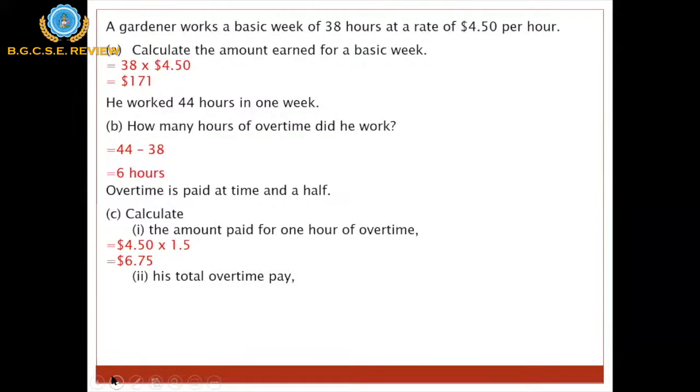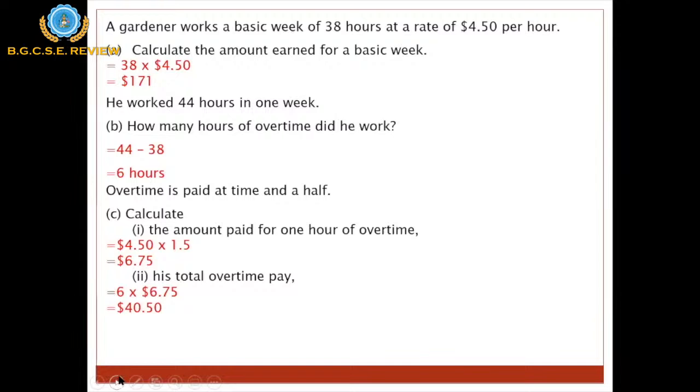Next, they say his overtime pay. Well, we know his overtime hours is 6 hours, and we know for each of those 6 hours, he's going to get paid $6.75. And so we combine the two by multiplying them. We find that for his overtime for those 6 hours worked, he made $40.50.